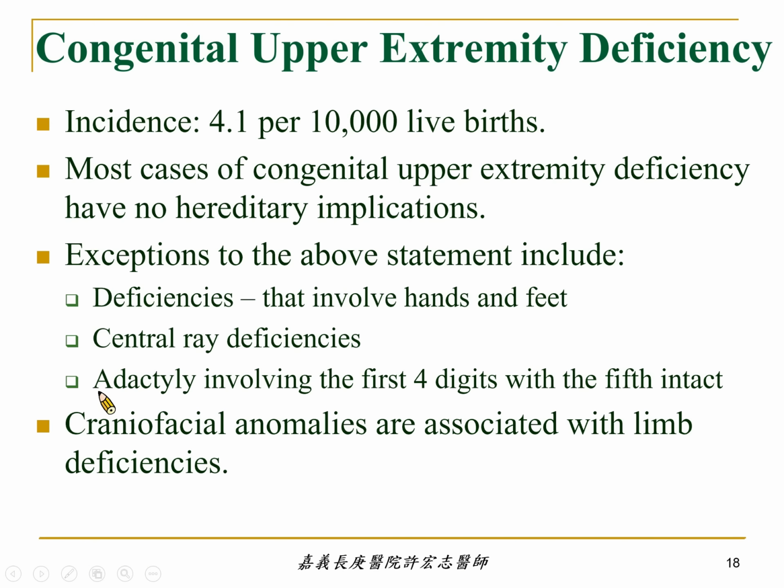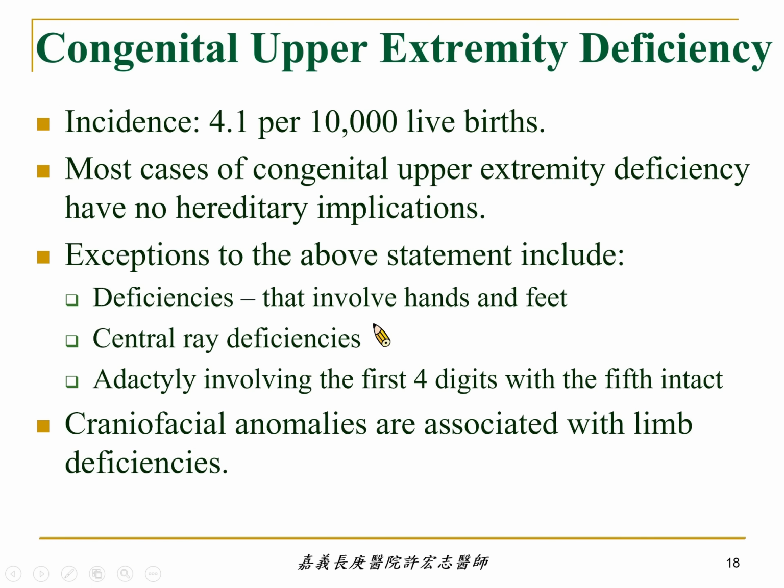Okay, so the third one is the adactyly involving the first 4 digits with the fifth intact. What does that mean? If you see a baby with congenital limb deficiency who has only the little finger intact, and the other 4 fingers are absent or impaired, you should consider there might be some other hereditary complications. Okay, these are the 3 exceptions for the upper limb deficiency.